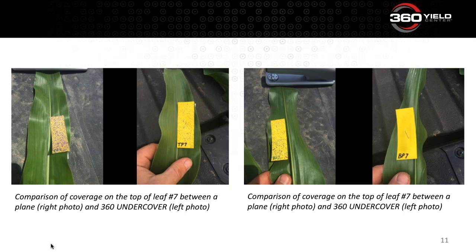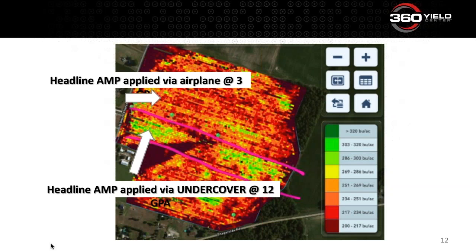And so the next slide I want to show you is some data that one of our dealers out in Delaware was gracious enough to share with us. This was one of his fields where he went in. You can tell that's a center pivot, and he applied a Headline AMP with undercover at V12, and then he came back with an airplane and applied a Headline AMP, and there was actually a 35 plus bushel difference between those two applications. So we believe that here, just getting that coverage and the effectiveness of that product was that much better, getting it down in the canopy where those diseases do the damage, from the ear leaf and above.